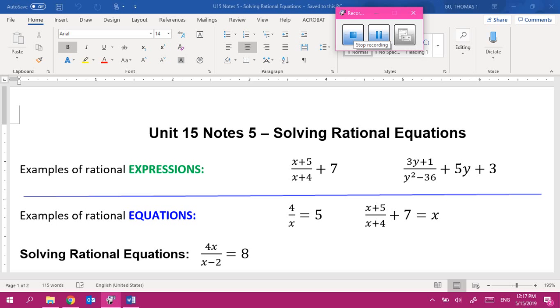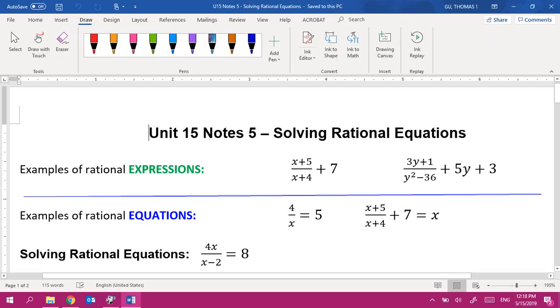Today's a very exciting day because it's the last notes of the school year. Unit 15, notes number 5. This is solving rational equations. So everything we've been doing in this unit leads up to these notes.